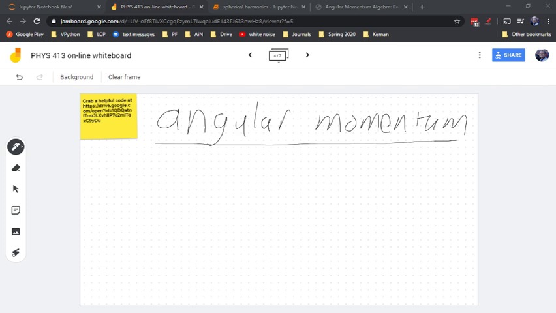So let's just take a minute and put in the chat window, what's one thing you remember about angular momentum from classical mechanics? Could be an equation for it. It could be a generic description of what it is. It could be, I remember being confused about angular momentum. That's okay.